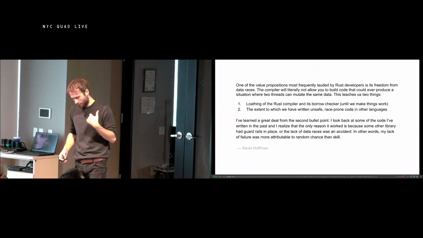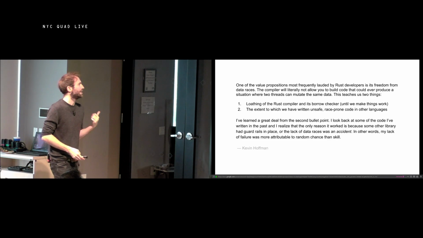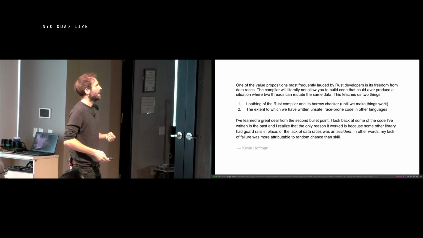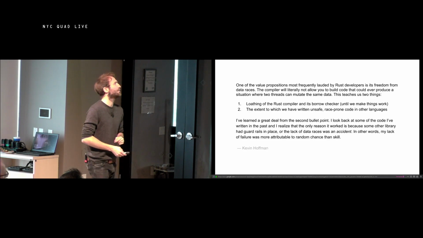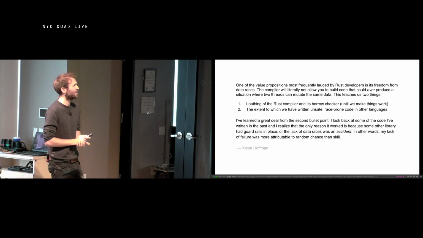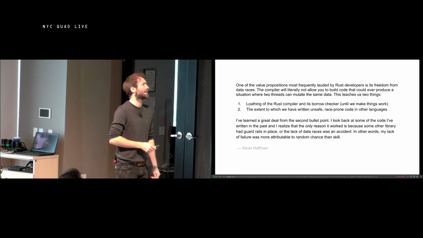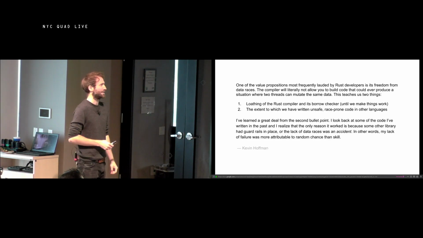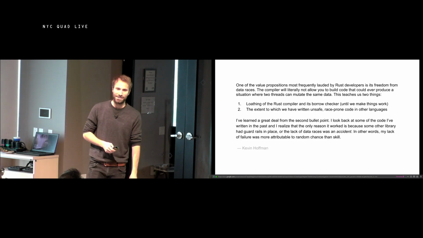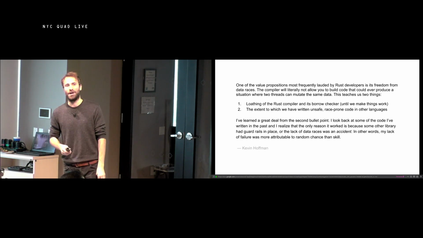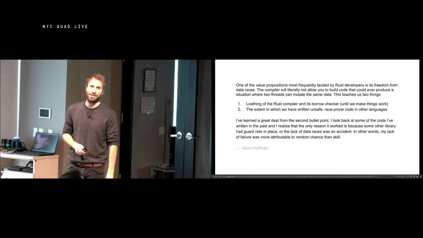I'm going to leave you with this quote that I think is really good. It's a little bit long. I'm going to read it out loud, but you can also read it internally. One of the value propositions most frequently lauded by Rust developers is its freedom from data races. The compiler will literally not allow you to build code that could ever produce a situation where two threads can mutate the same data. This teaches us two things. One, loathing of the Rust compiler and its borrow checker until we make things work. And two, the extent to which we have written unsafe, race-prone code in other languages. I've learned a great deal from that second bullet point.